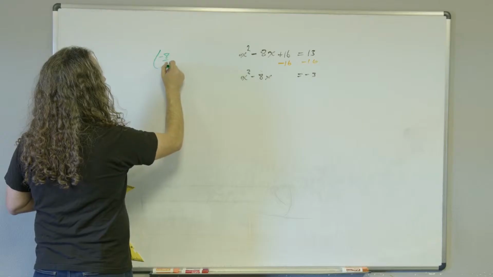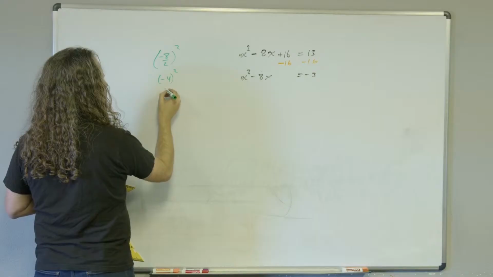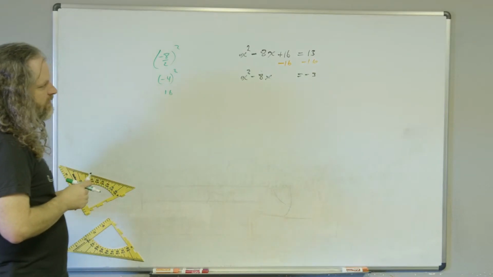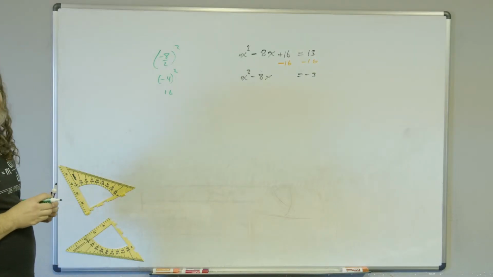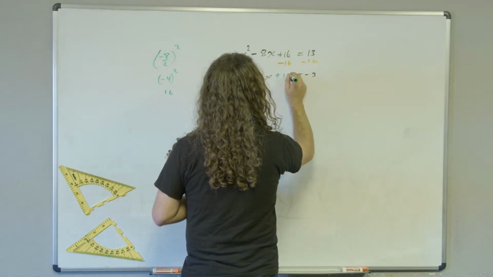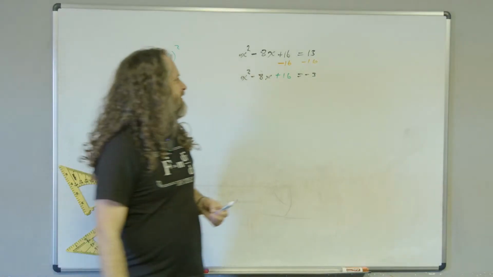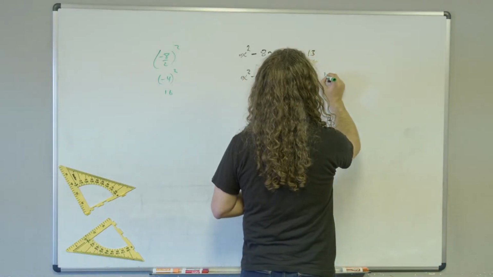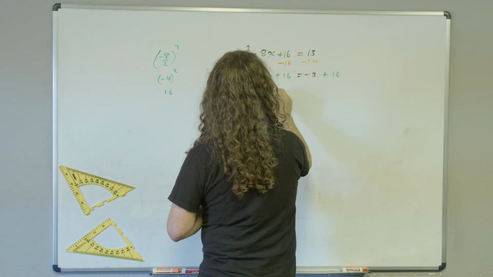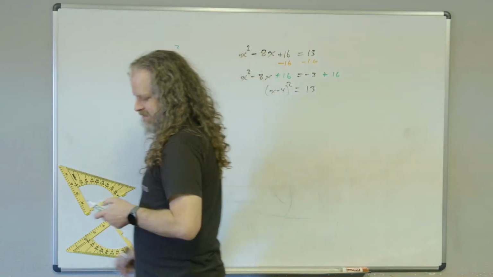All right, here we go. Negative 8 divided by 2 squared. So negative 4 squared, which is 16. Now what? We write plus 16 in the place. Now what? You add 16. Oh, add 16. Keep it balanced. Good job. x minus 4 squared equals 13.